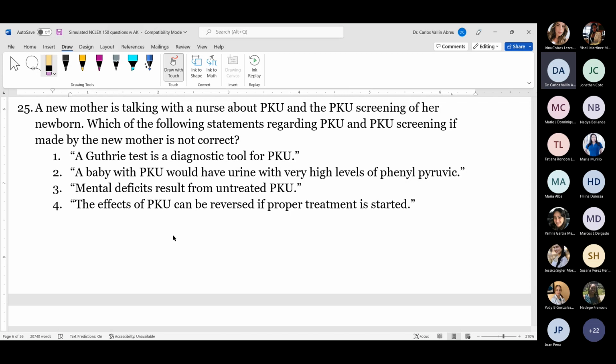It's a routine. All the newborns are screened for PKU. Which of the following statements regarding PKU and PKU screening, if made by the new mother, is not correct? Okay, so it's a negative question, yes? So we are going to look for the wrong statement. First, I need to understand the question. I need to take care of how I read. What is the problem of the majority of us? We read too fast. "Professor, I didn't read that." They say "not correct." "I thought it was correct."